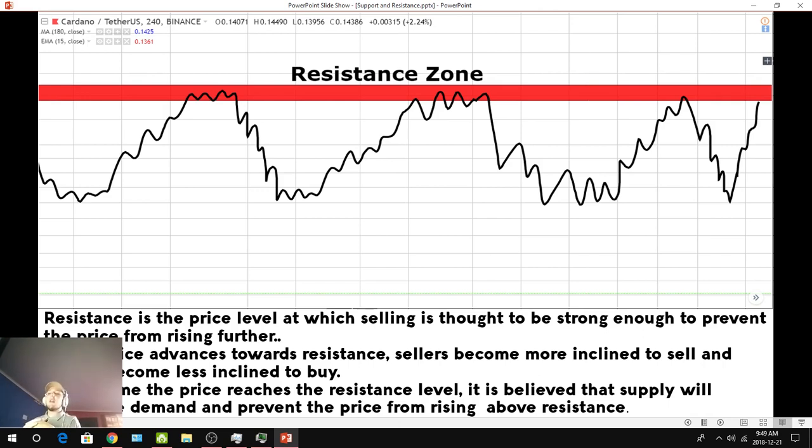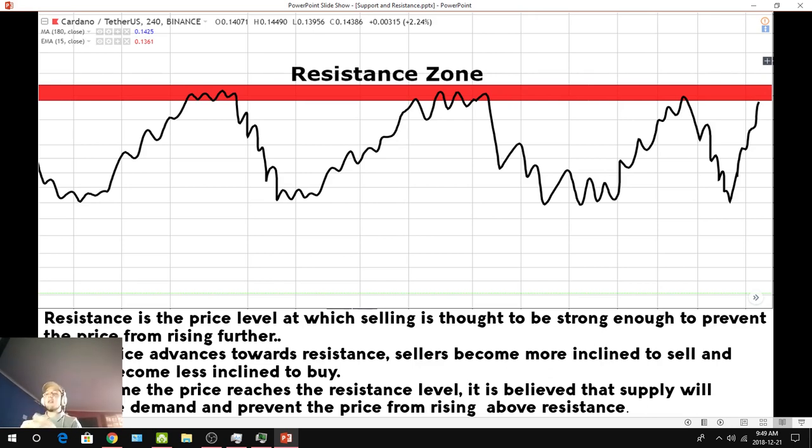Basically, by the time the price reaches the resistance level, it is believed that supply will overcome demand and prevent the price from rising above resistance. Basically, there's not so much demand at that specific level, correct? At the resistance zone, there's not so much demand for that specific Apple stock, whatever, even forex, whatever you call it. The demand is not there, correct?